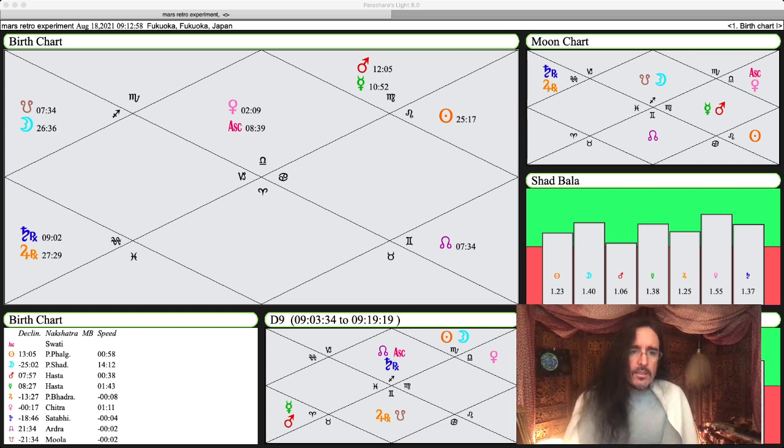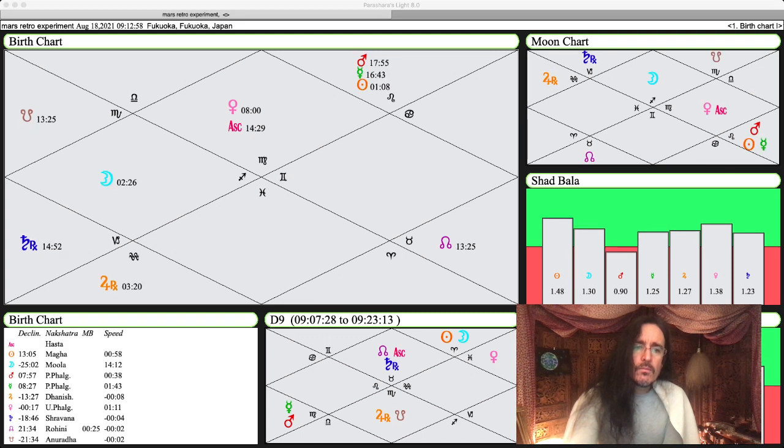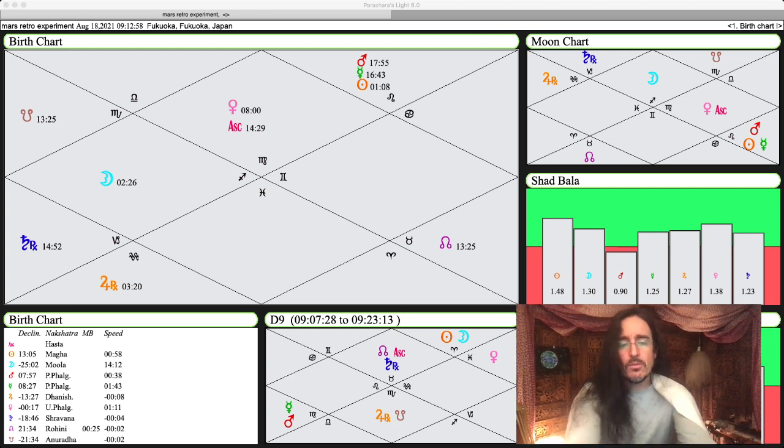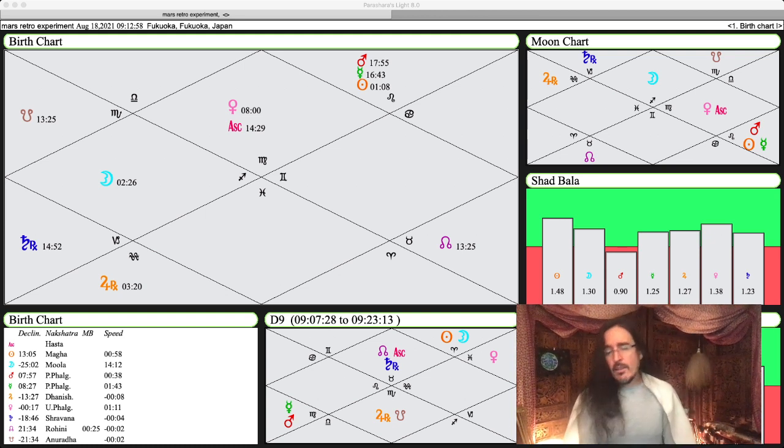And so that nakshatra is Purva Phalguni. Okay, so now we got our data. Now we can go and see what Varahamihira tells us to do with this data.